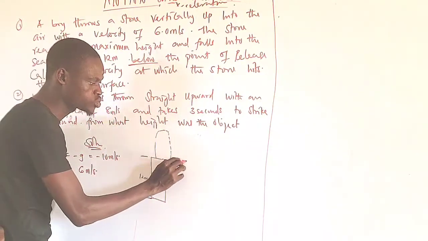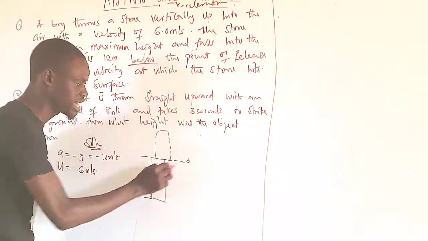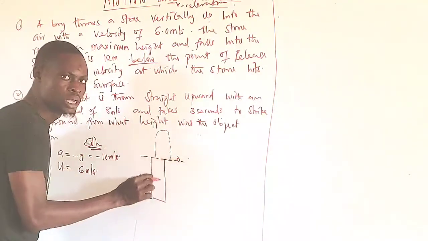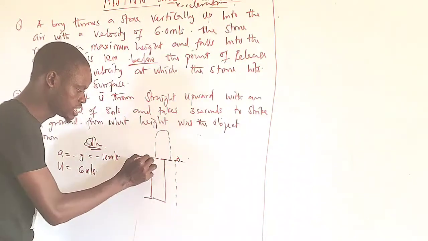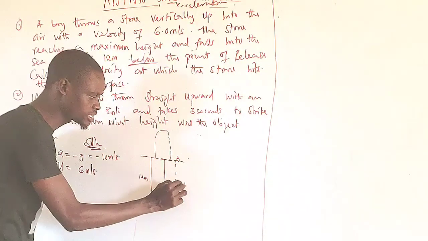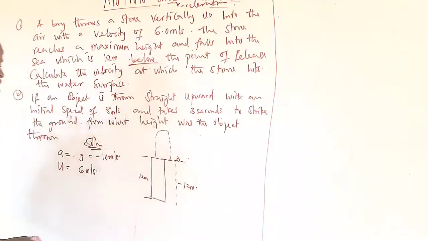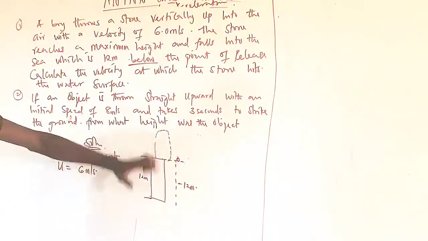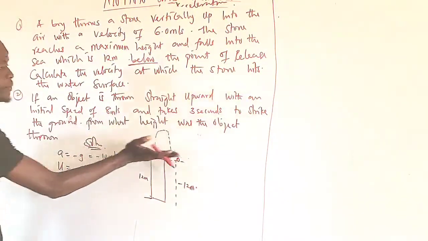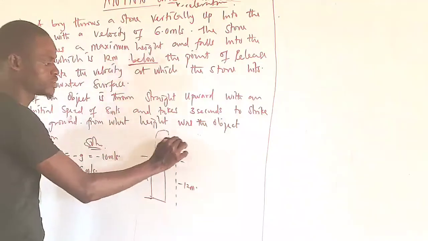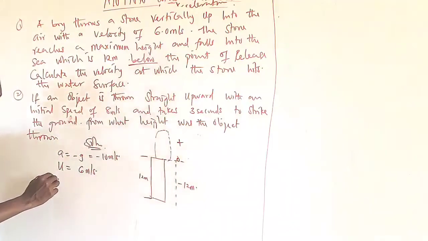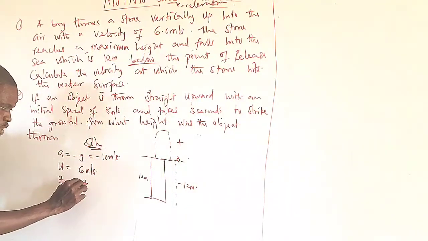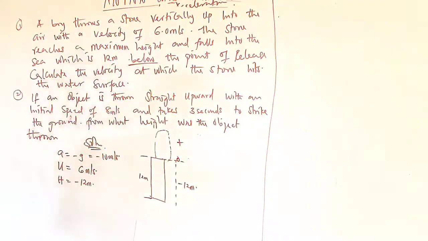Now, the point of throw is taken as the what? Reference point as 0. Distance 0. Anything downward like this must be what? Negative. Simply means this point here downward like this is negative 12 meters. The height is negative 12 meters because it is below the point of throw. Anything above the point of throw should be positive. Anything below the point of throw should be what? Negative. So from here, my height will be equal to minus 12 meters because it's below the point of throw.